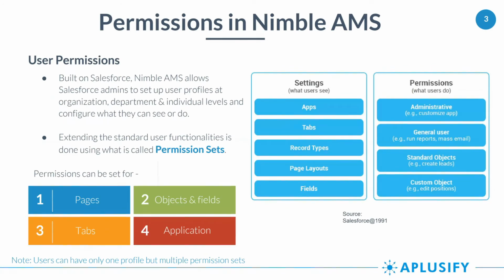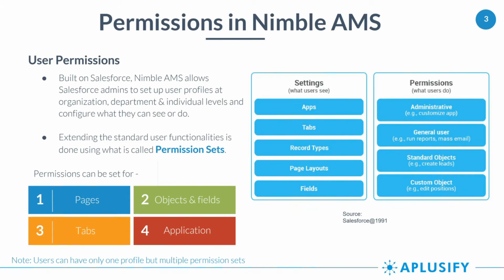So since we know that Nimble AMS is built on Salesforce, it allows all the features that we have in Salesforce for the user profiles and configurations. And what are permission sets? So you have standard functionalities and you have to extend some permissions to those users so that they can access certain objects or certain pages.